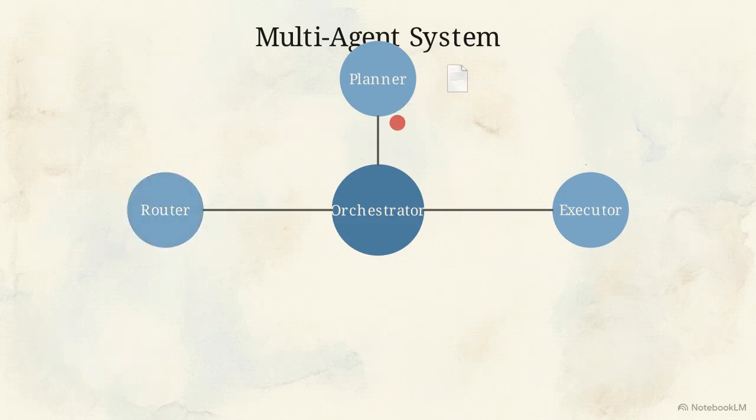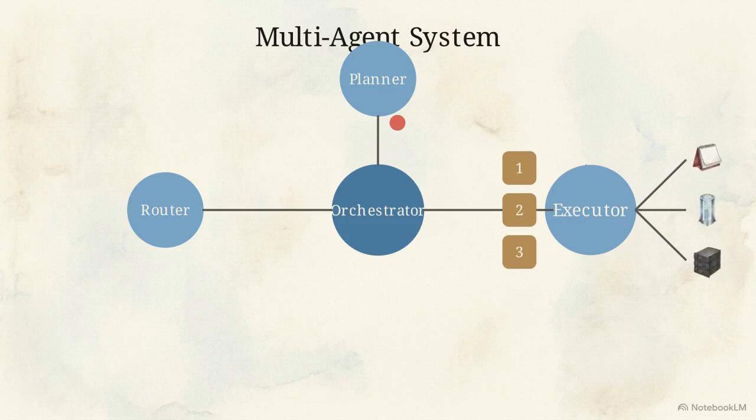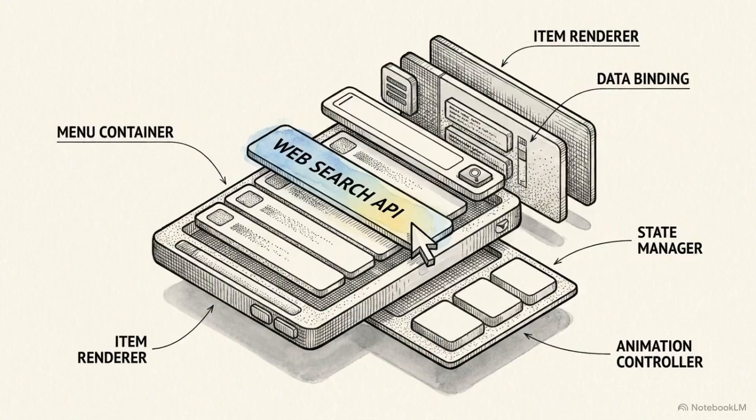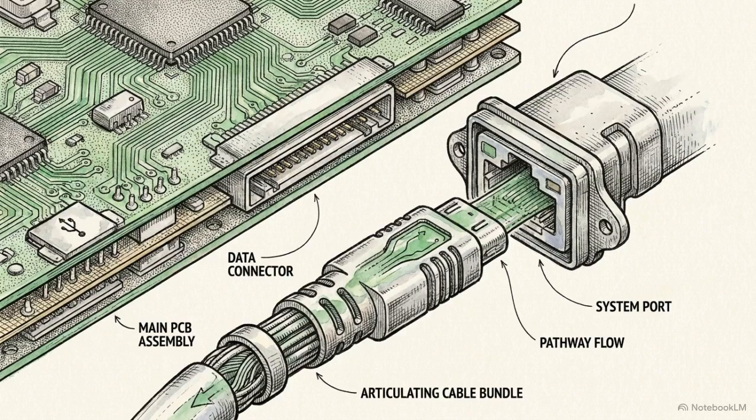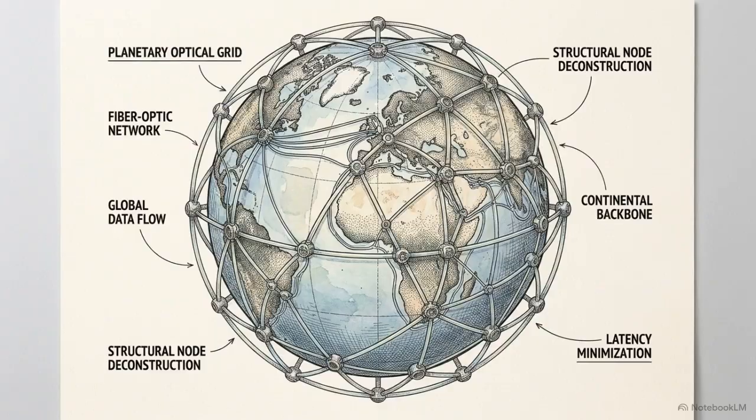The planner agent then takes the high-level goal and decomposes it into concrete, sequential subtasks. Finally, the executor agent receives those tasks and executes the steps using the specific tools at its disposal. This is tool use, the ability to call external APIs, to execute custom code, or to query databases. This is what allows an agent to interact with the digital world.